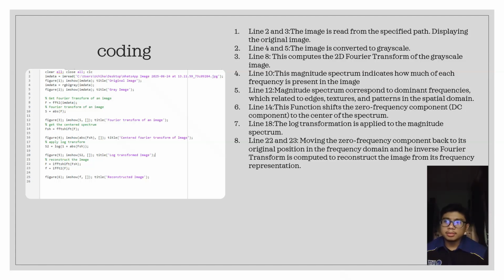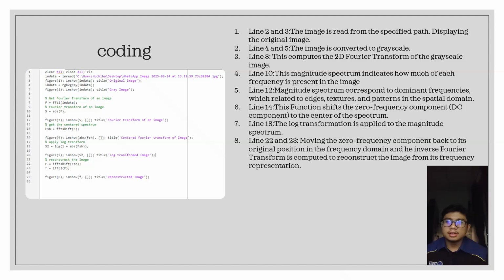Line 8, this computes the 2D Fourier transform of the grayscale image. Line 10, this magnitude spectrum indicates how much of each frequency is present in the image. Line 12, the magnitude spectrum corresponds to dominant frequencies which relate to edges, texture and patterns in the spatial domain. Line 14, this function shifts the zero frequency component, the DC component, to the center of the spectrum.